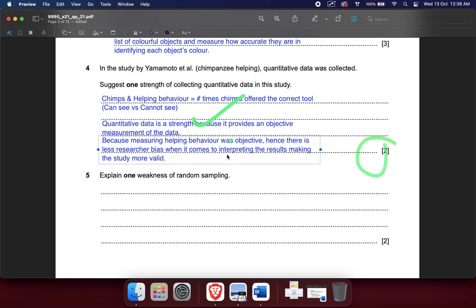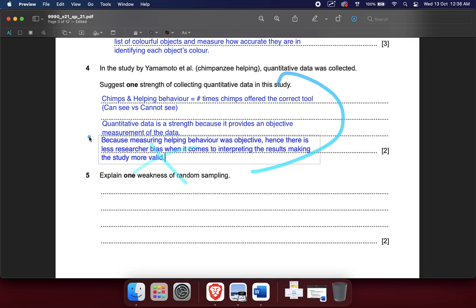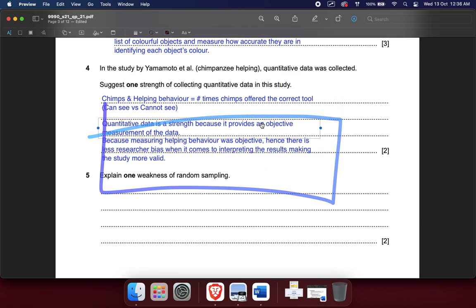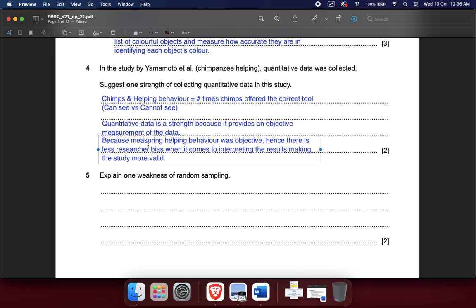Again, identify, explain, identify and link. And again, it says this study. So, okay, this is actually not a good answer because I didn't link it. This answer is very generic. Okay, so that's good. This is exactly the mistake students make, I just made. Because measuring helping behavior was objective, hence there is no researcher bias, blah, blah. Where's the chimps? I don't see the chimpanzees.